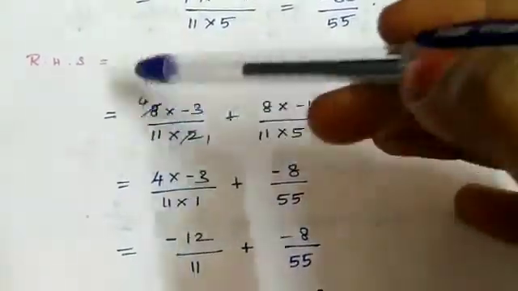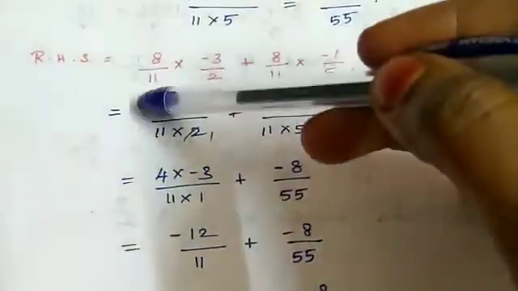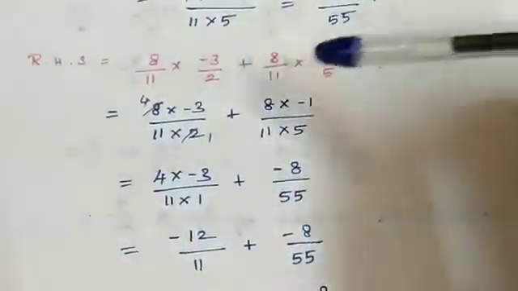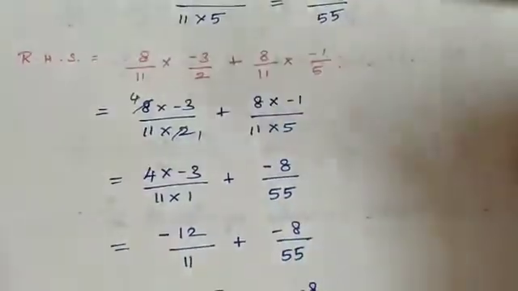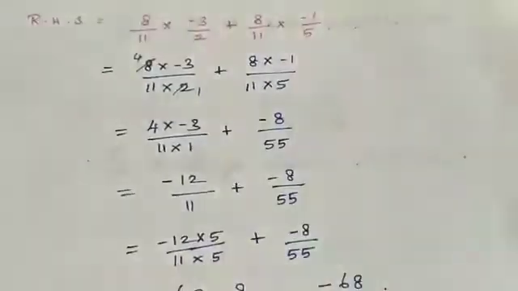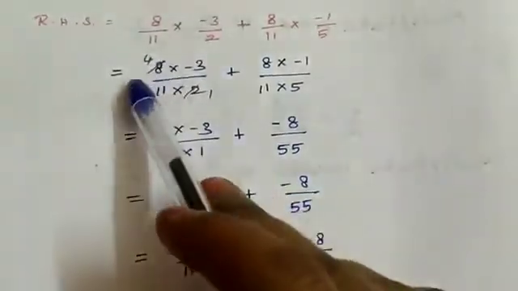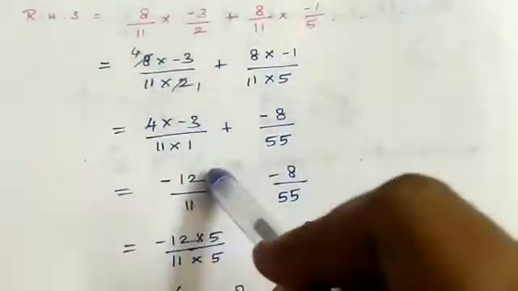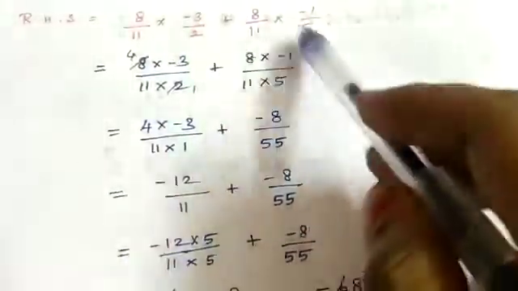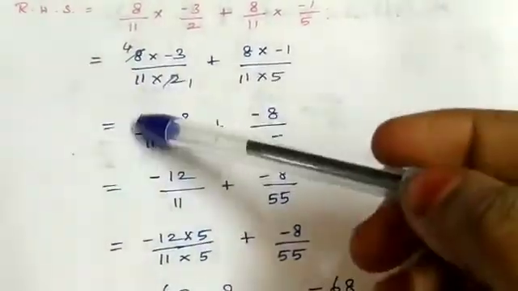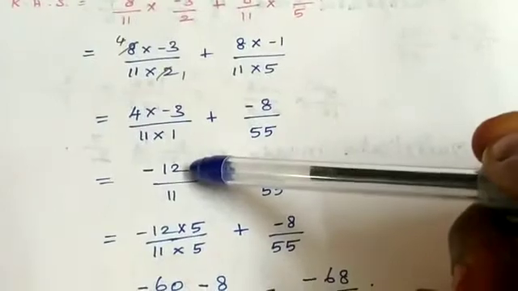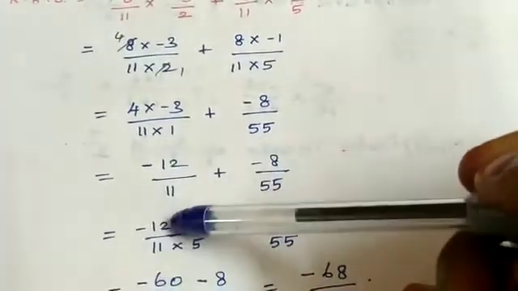With 2, you cancel the common factor: 2 times 2 is 1 time, 2 times 4 is 8. In this number, 8 into minus 1 by 11 into 5, there is no other common factor, so no need to cancel anywhere. The remaining is 4 into minus 3 by 11 into 1. Multiply straight: 8 into minus 1 gives minus 8, and 11 5s are 55. 4 into minus 3 gives minus 12. The denominator is 11 into 1, which is 11.